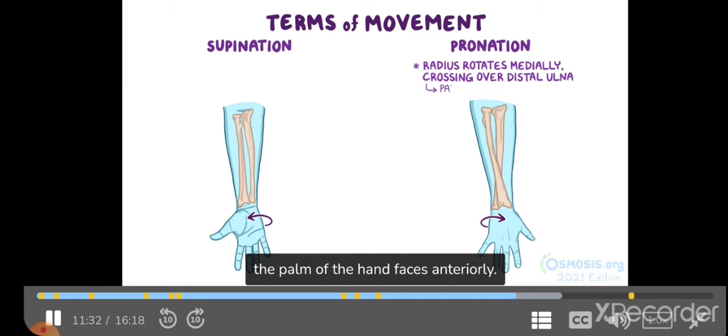Next, eversion and inversion are movements that are specific to the feet. Eversion refers to the movement of the sole of the foot laterally, or away from the median plane, while inversion describes the opposite movement, so medially or towards the median plane. Complete eversion of the foot results in dorsiflexion as well, while complete inversion results in plantar flexion. These are the movements that occur when we sprain or roll our ankle.